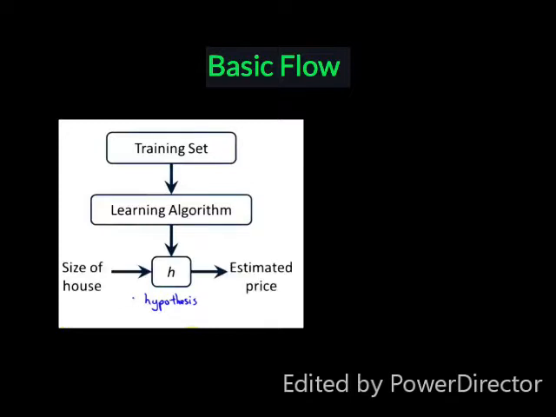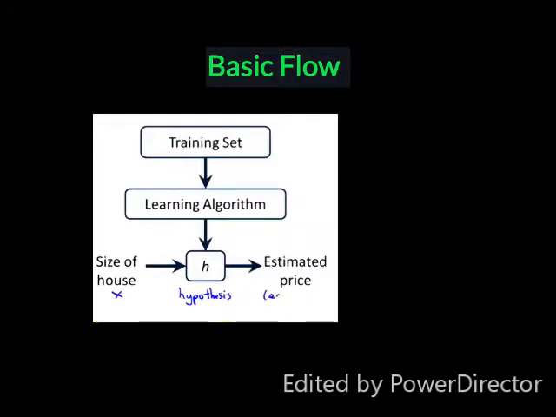The hypothesis function will take the size of the house in this case as input and the price of the house as output. In our case of crime prediction, the input is density and the output is crime rate. So the hypothesis function will map density to crime rate.